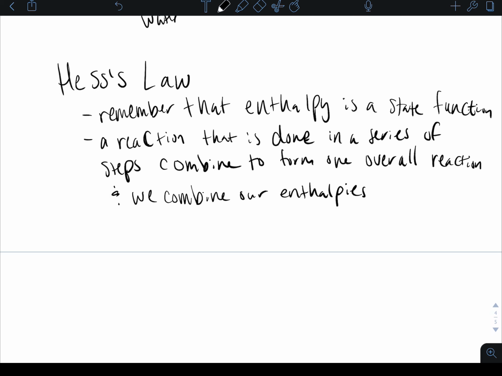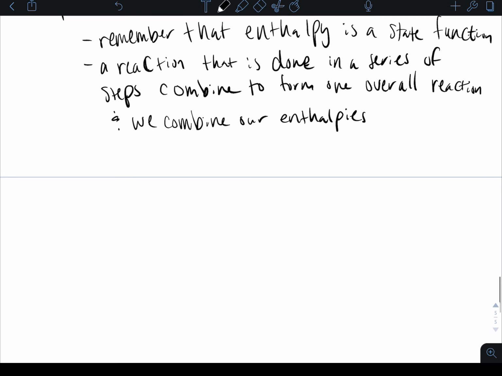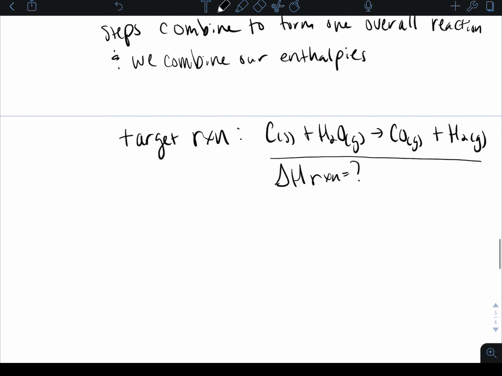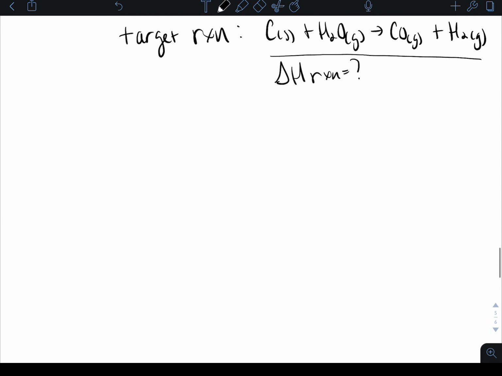So I think that the easiest way to look at this is just to do an example of this. So we have what I'm going to call our target reaction, which is C solid plus water goes to carbon monoxide gas plus hydrogen gas. So this is a reaction we want to figure out the delta H of. Okay? And using Hess's law, we can use other reactions that combine to produce this overall reaction and their enthalpies to determine it.